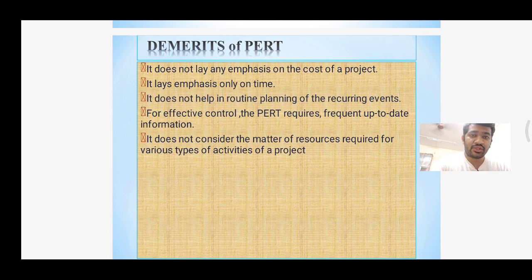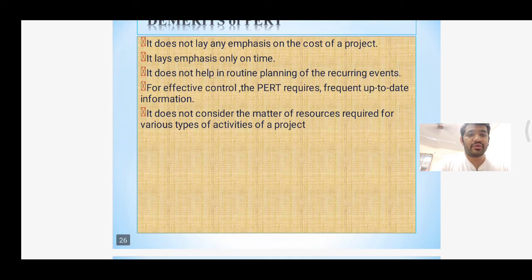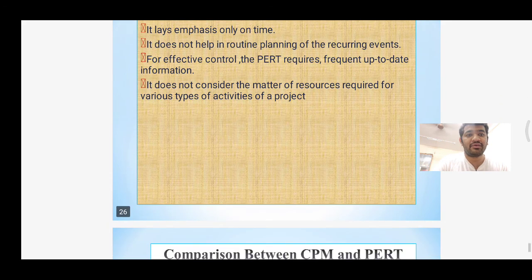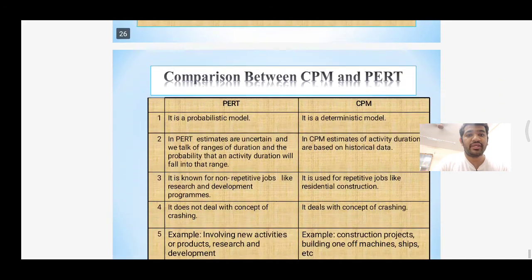Disadvantages: it does not lay any emphasis on the cost of the project; it lays emphasis on time. It does not help in routine planning of recurring events. For effective control, the path requires frequent up-to-date information. It does not consider the matter of resources required for various activities.